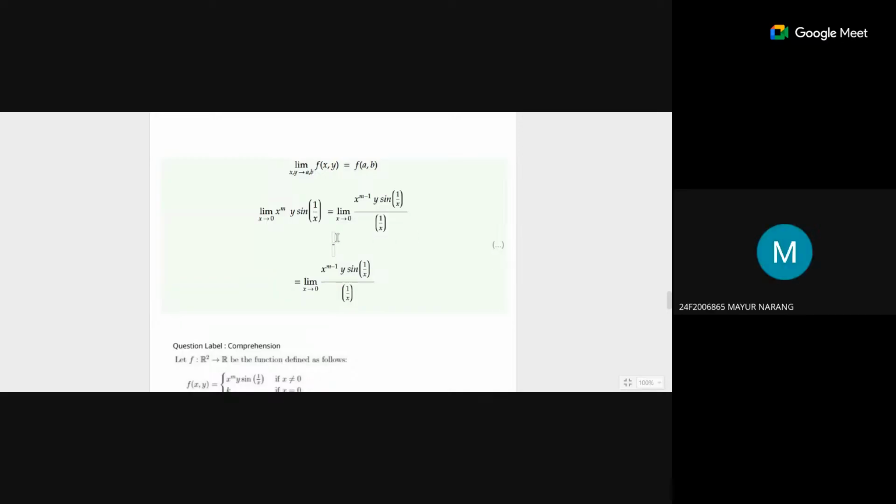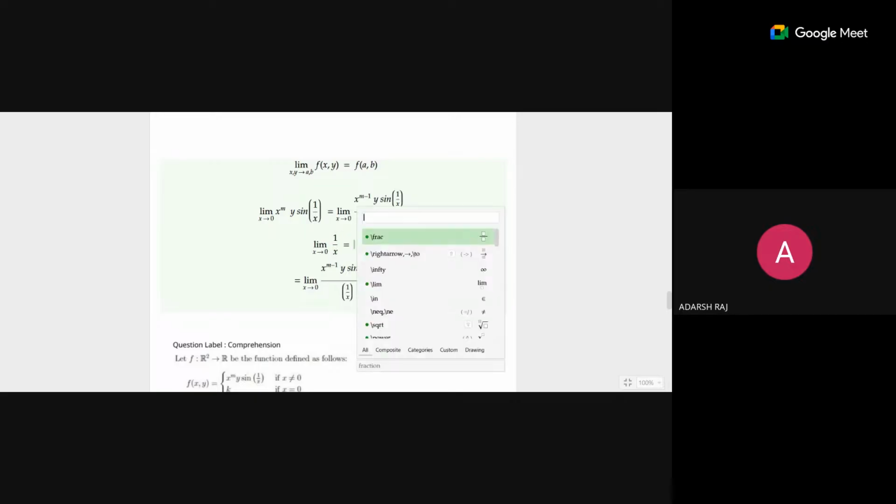Okay, your formula is right. So 1 by x. If x tends to 0, 1 by x tends to infinity, right? Yes, sir.